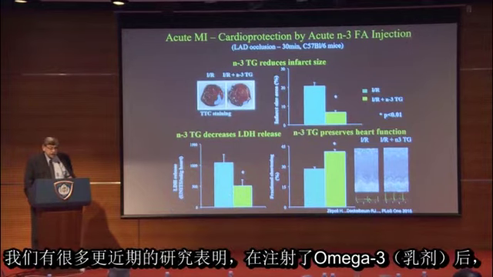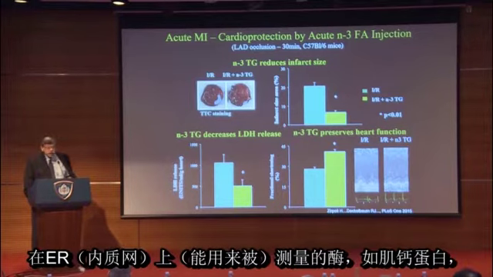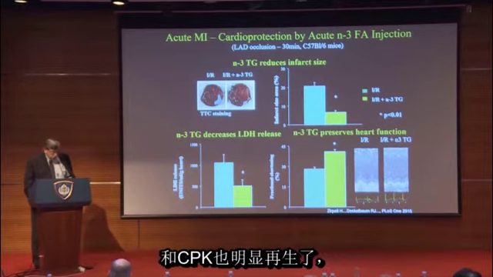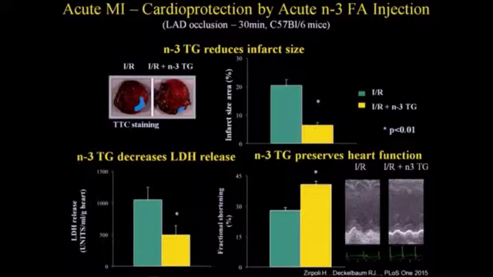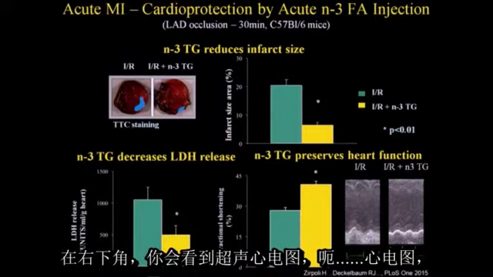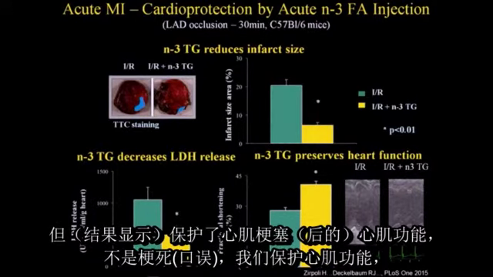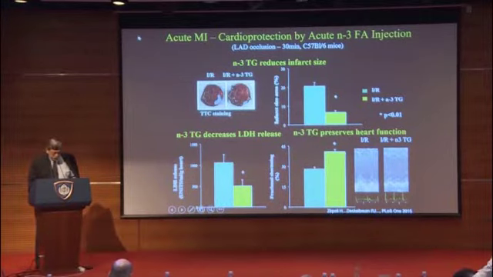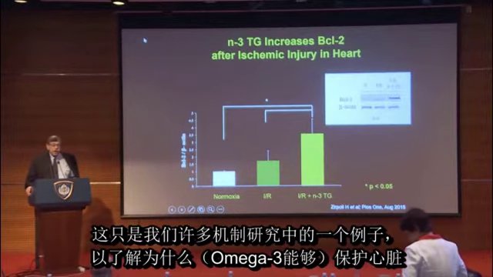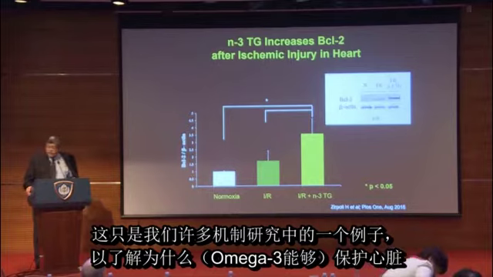We have more recent studies showing that the enzymes you measure in the ER, like troponin and CPK, are also markedly reduced after we inject omega-3. And on the lower right, you see echocardiograms and ECG, which show, I'm not going to go through the details, but we preserve myocardial function, not infarction. We preserve myocardial function. And this is just one example of many mechanisms that we've studied here to understand why we protect the heart.